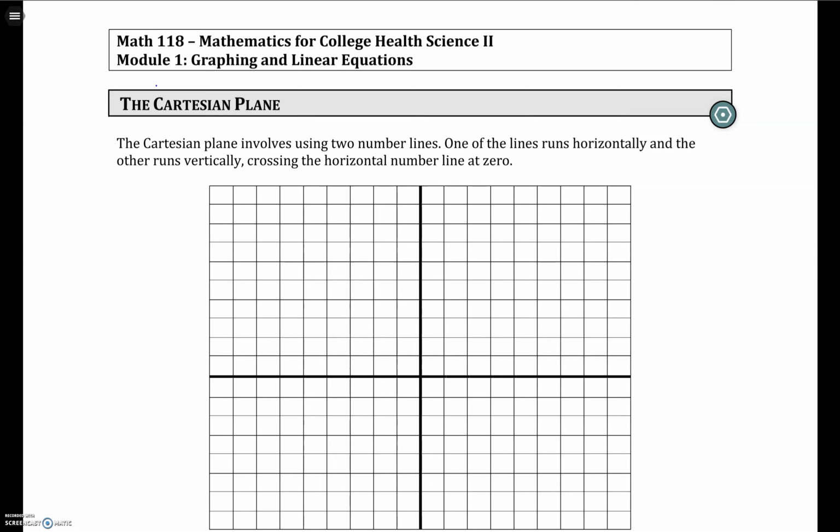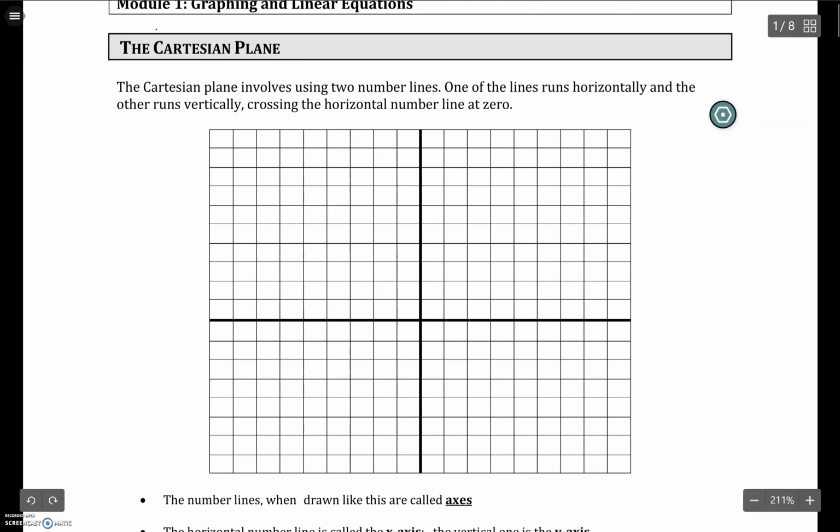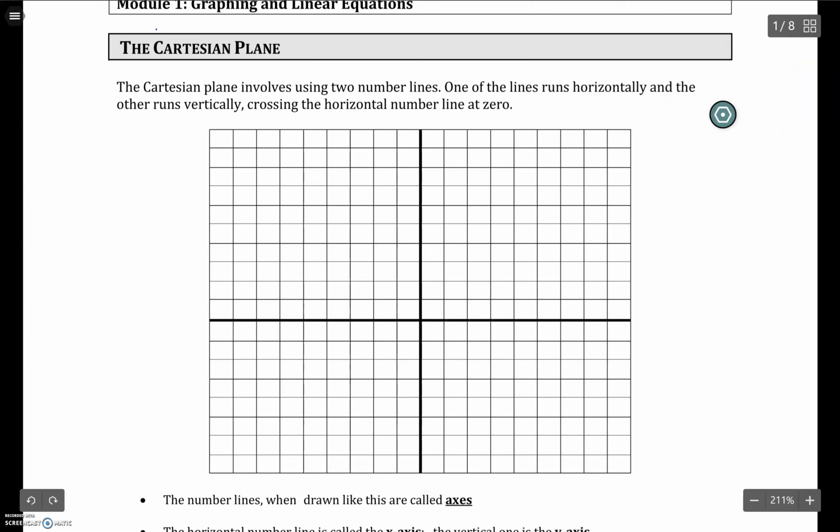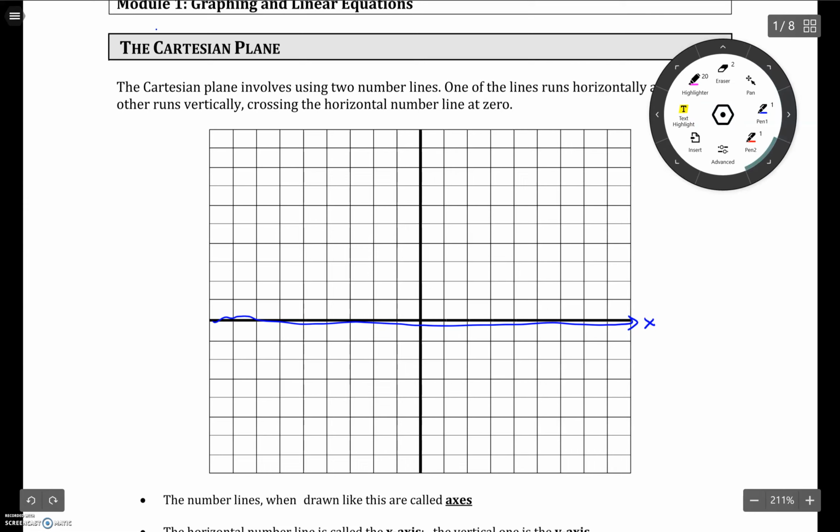So let's get started. In order to start graphing, we need to understand how the Cartesian plane works. The Cartesian plane is composed of a two-dimensional grid pattern. There are two axes. There's an x-axis that runs horizontally and a y-axis that runs vertically.